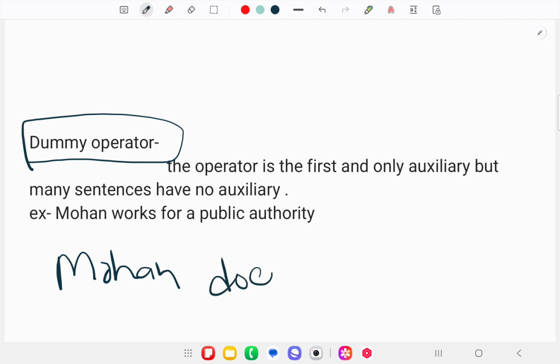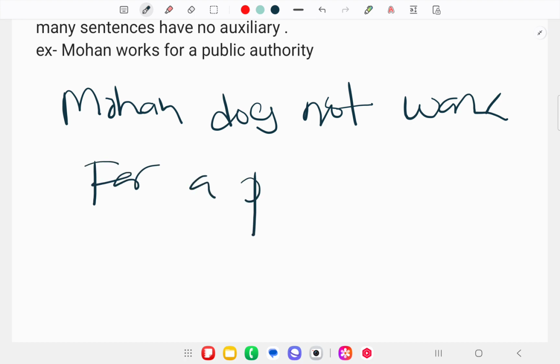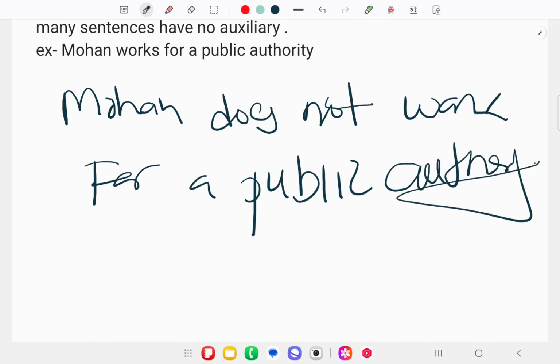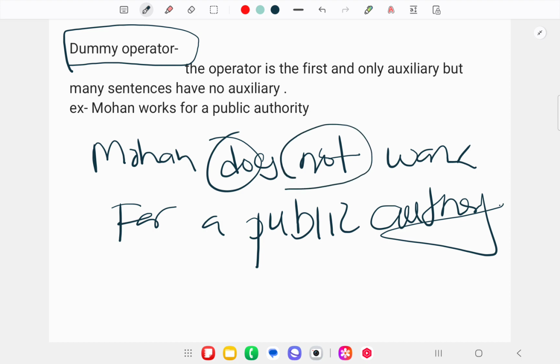Mohan does not work for a public authority. Okay, so dummy operators means that when we do not have the true operator, or the actual operator, then we use do, and with this we use the negation not. Okay, so this is known to be the dummy operator.